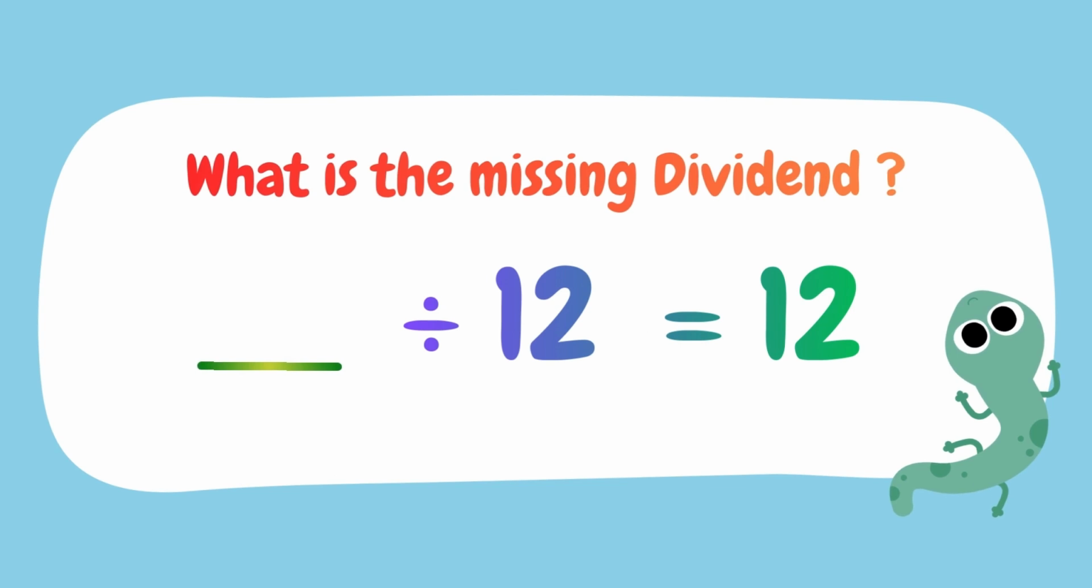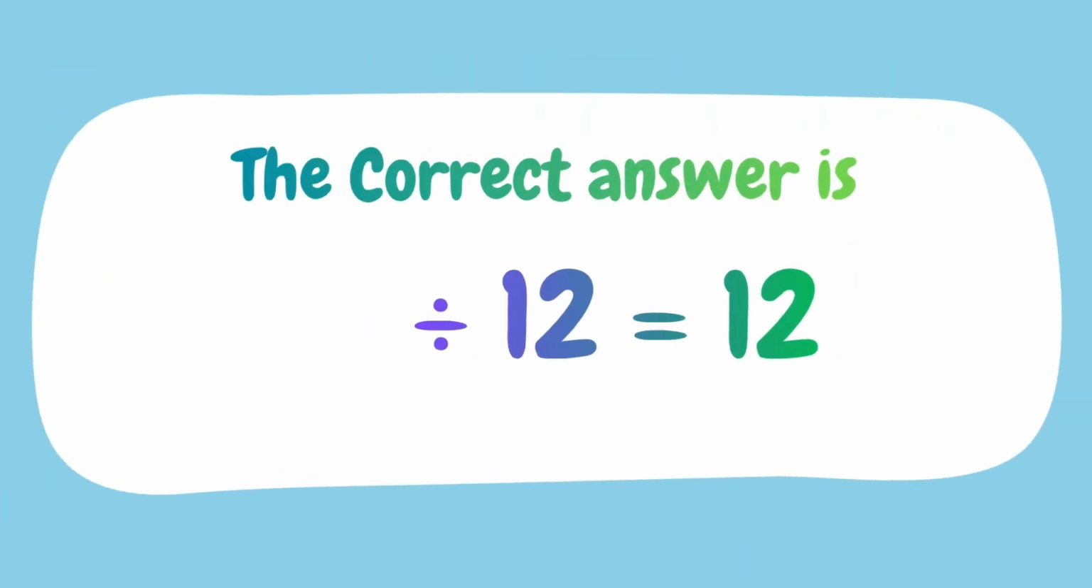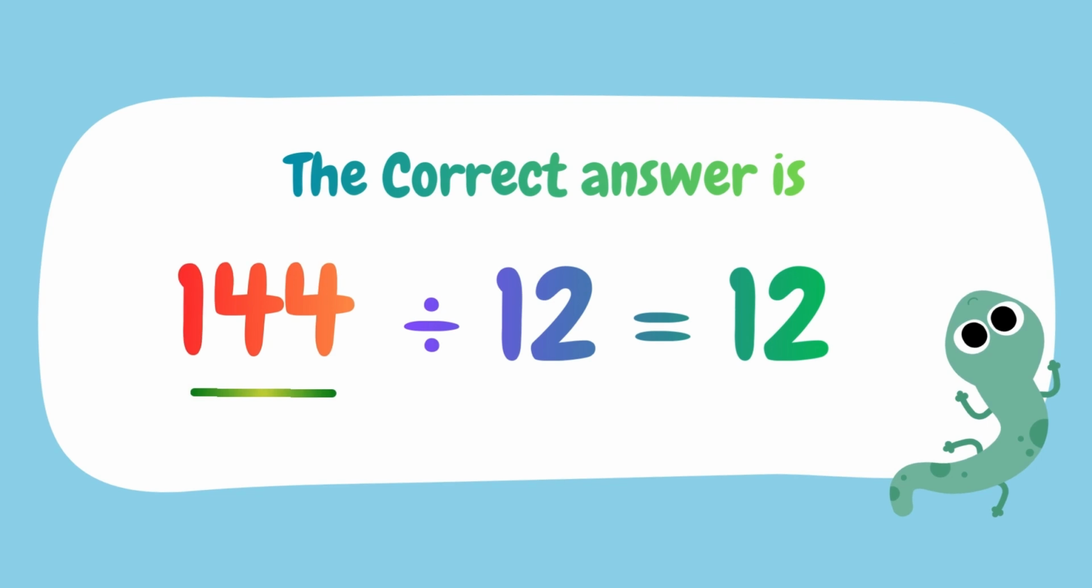What is the missing dividend? The missing number is 144. 144 divided by 12 equals 12.